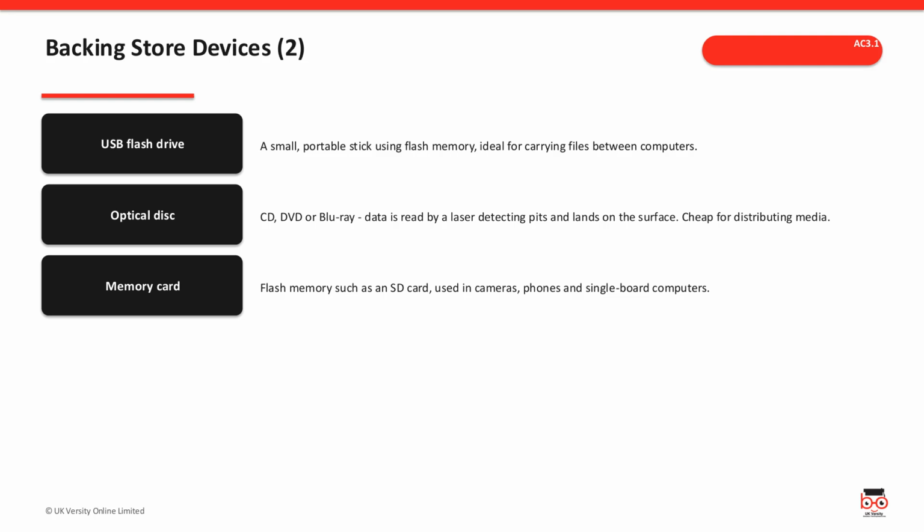Now, three more portable options. A USB flash drive is a small stick of flash memory, perfect for carrying files from one computer to another. An optical disc, a CD, DVD, or Blu-ray, stores data as tiny pits and lands read by a laser, and it's cheap for handing out films or software. And a memory card, like the SD card in a camera, is flash memory again, used in phones, cameras, and boards like the Raspberry Pi.